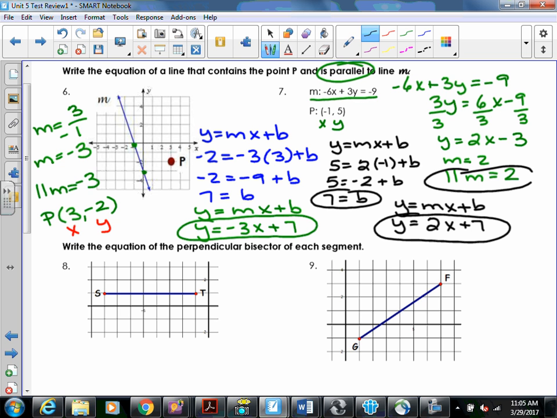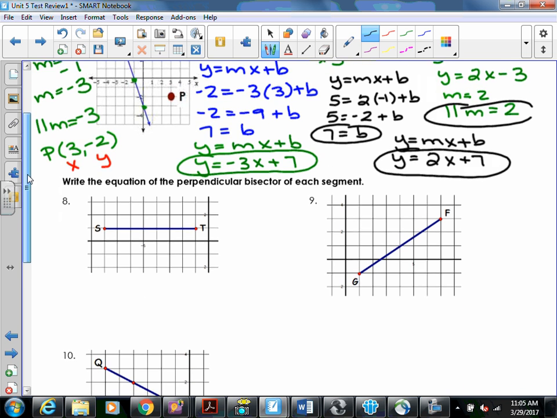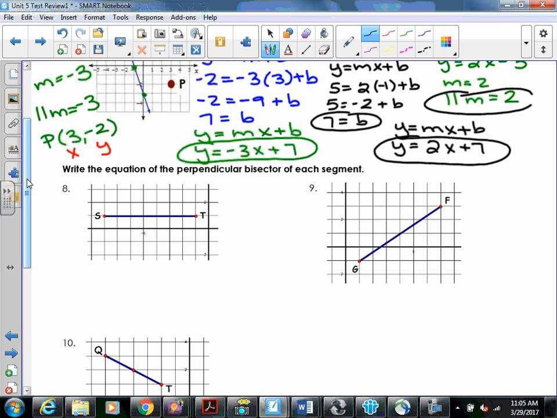Okay. Shall we do number 8? All right. For number 8, these are asking you for the equation of the perpendicular bisector. The key thing you have to remember about perpendicular bisectors is that they're going to do 2 things. Number 1, it's going to intersect the original segment at the midpoint, and divide it into 2 congruent segments. So that's the first part.